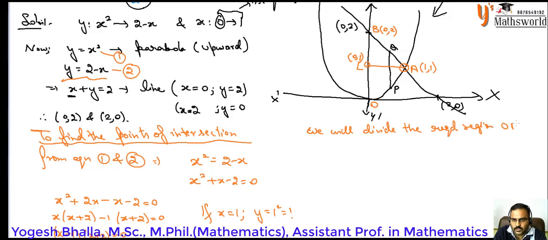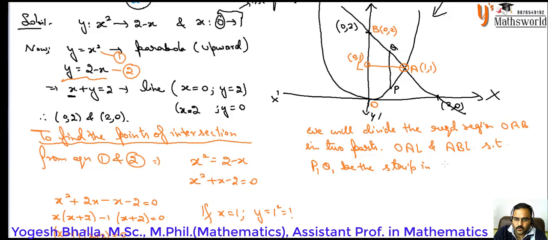What is the region OAB? Okay, in two parts, that is OAL and ABL, such that P1Q1 be the strip in OAL and P2Q2 be the strip in ABL.